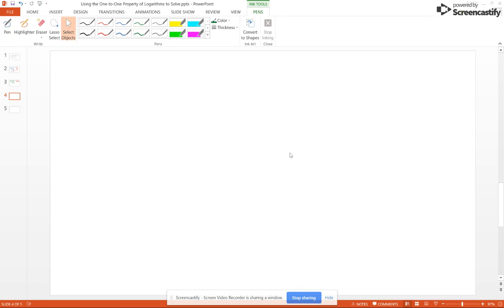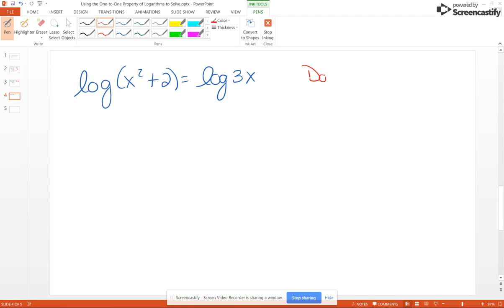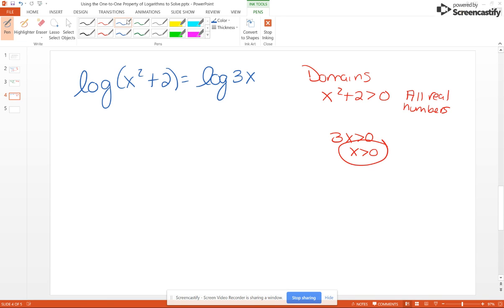Now, let's look at one that's not linear. For example, let's look at the common log of x squared plus 2 equal the common log of 3x. Our domains are going to be, for the first one, x squared plus 2 is always bigger than 0, so this is all real numbers. That one's not an issue. But the second one, 3x greater than 0, is x greater than 0. So this is the one we're going to have to pay attention to at the end of this problem.